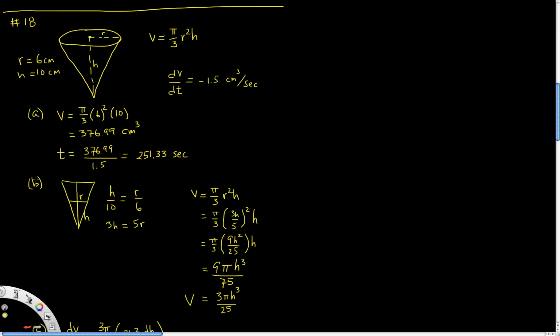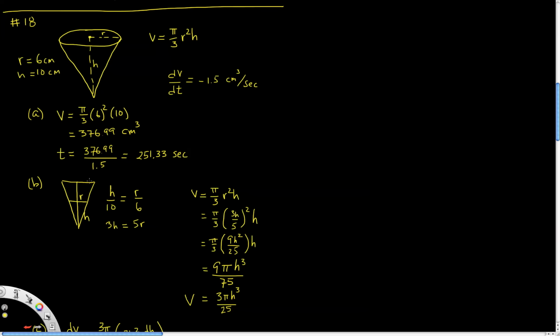Now, in part B, we are at a moment in time where part of the cone is filled with water and part of it has left, and we're interested in finding how fast the height is changing. So what I've drawn here is a cross-section of the cone, illustrating how we're going to figure out how to get h in terms of r, or vice versa, r in terms of h.